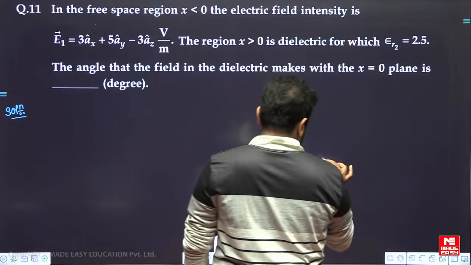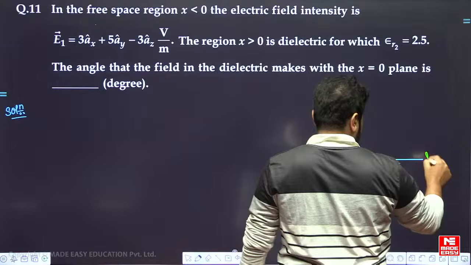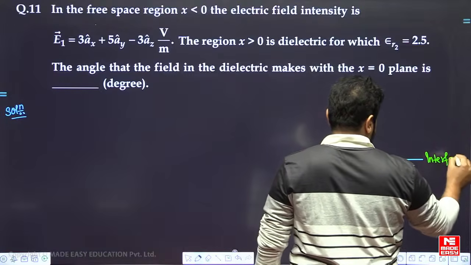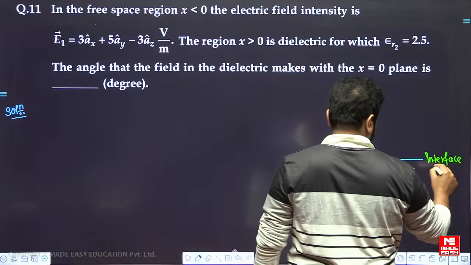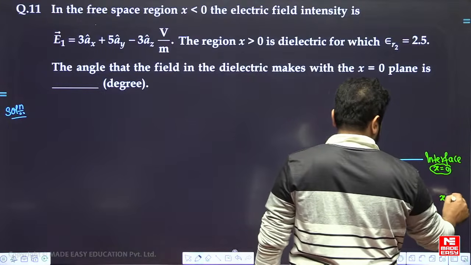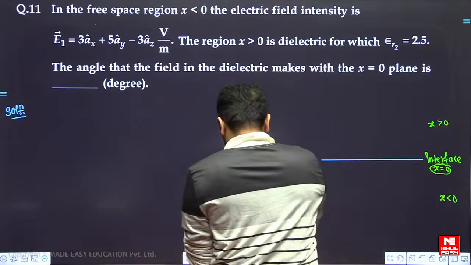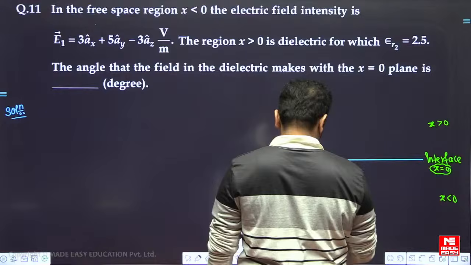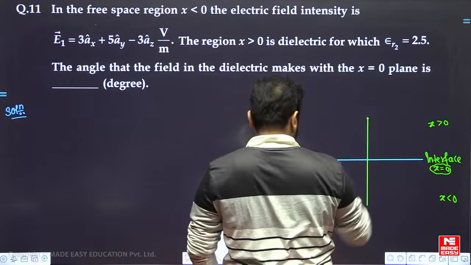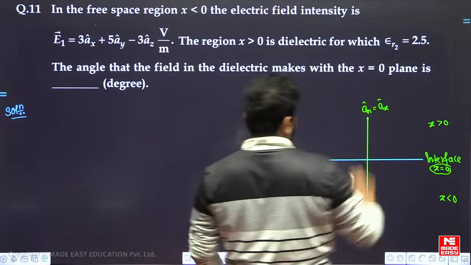Okay, so let us solve this question. Now let us consider this is the interface, right? And this interface is your x equal to 0. This is x equal to 0 is the interface. So this is your x less than 0, and let us say this is x greater than 0, right? So we have a normal a n cap. This a n cap will obviously be ax, right?